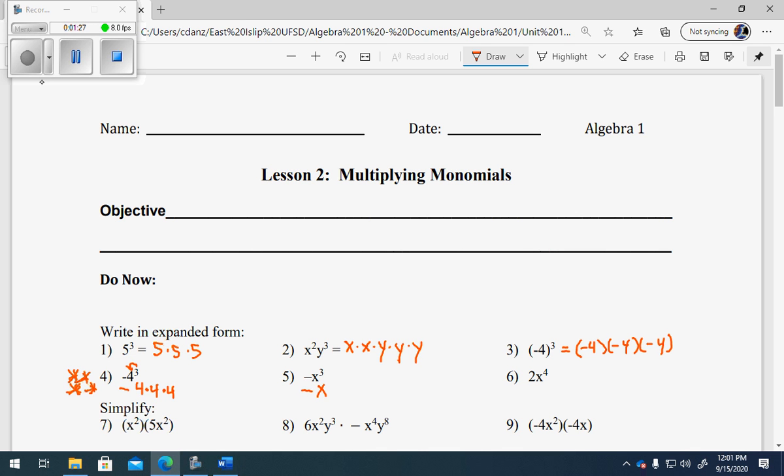The x gets used as a factor 3 times, which makes number 6 actually very similar. The exponent of 4 only belongs to the x, not the 2. The 2 gets used once. The x gets used as a factor 4 times. So that's how we write it in expanded form.